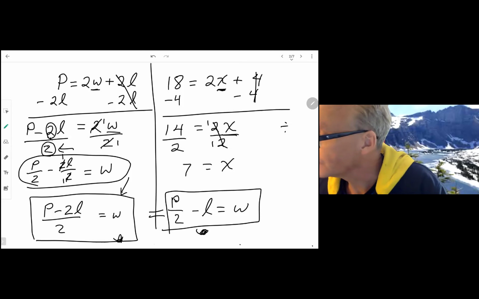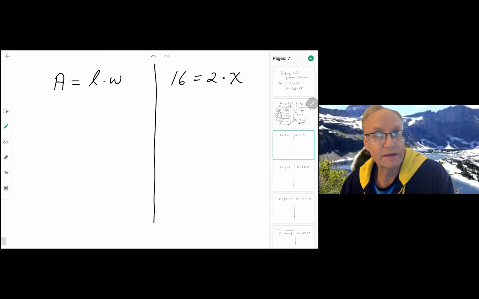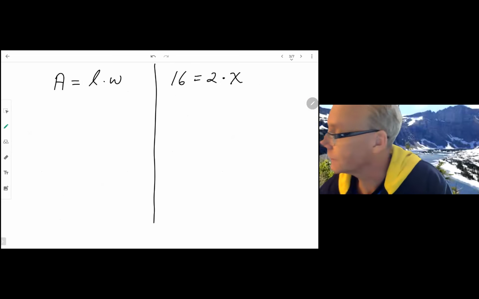Now I'm going to do another one where we have an area. Area equals length times width. And again, I'm going to do a side-by-side comparison. If I want to solve for the length this time, let me underline the length real quick.